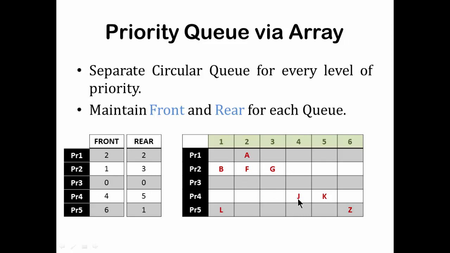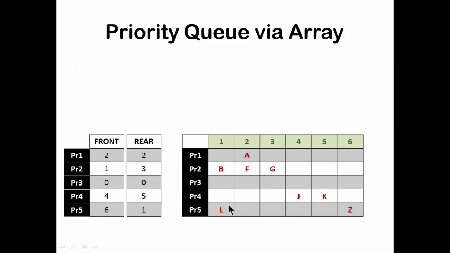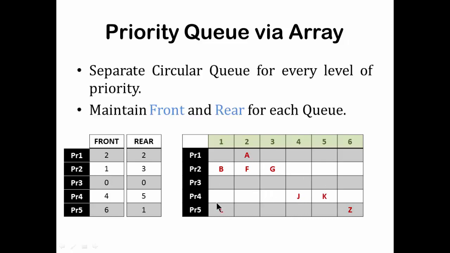Here we have got 2 elements, the front is at 4 and rear is at 5, so 4 and 5. And here you will see that priority 5 has got one element at the first location and one at the 6. Now in queues, you know that you cannot have a big void in between. The elements would be in the contiguous memory location, and that is the very much requirement of array as well, right? So it has to be continuous.